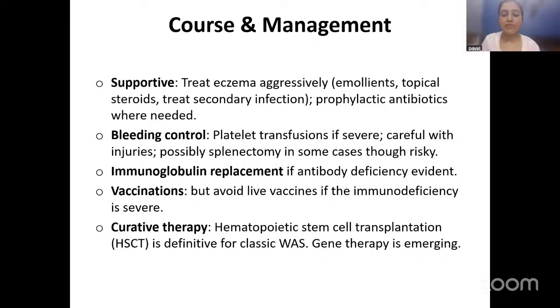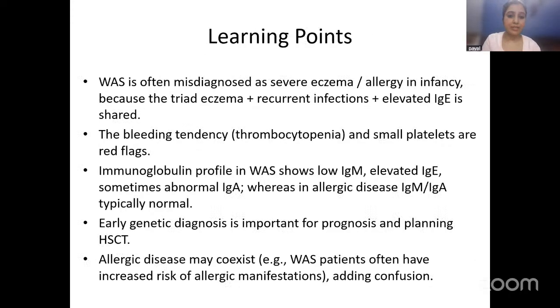Only if there is active bleed, you do not treat the platelets. You treat the bleeding, immunoglobulin replacement, vaccination. Avoid the live vaccines if the immunodeficiency is severe, and then eventual treatment is actually hematopoietic stem cell transplant. Importantly, very, very important, you have to screen the donor when you are taking the donor for the curative therapy for transplant.